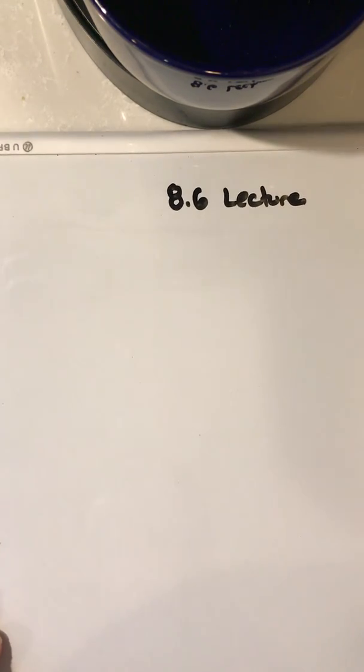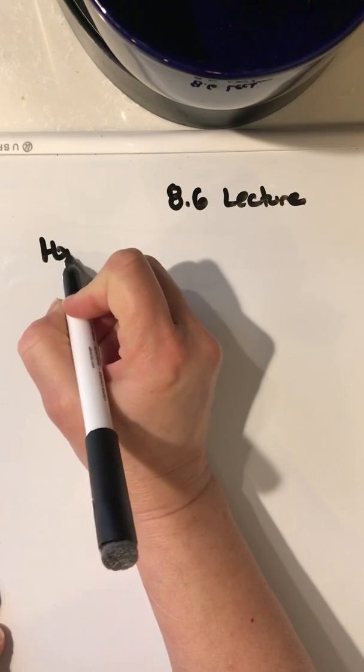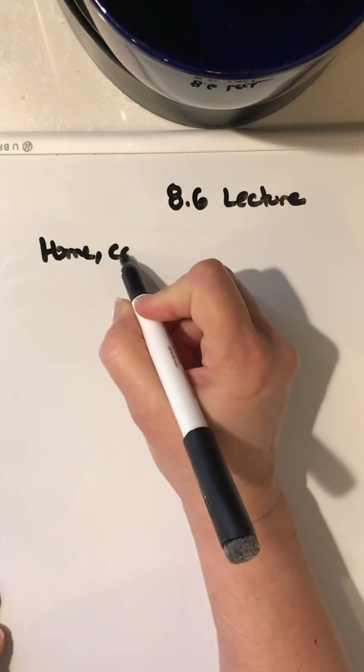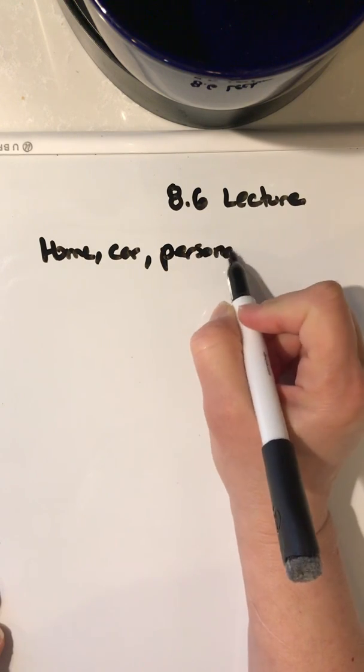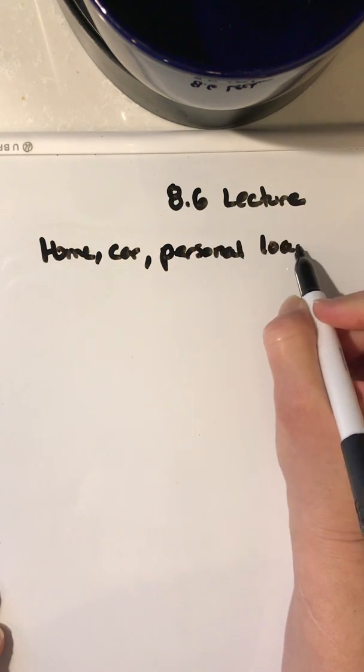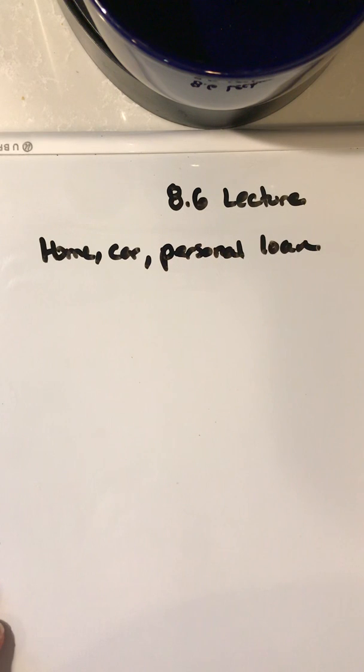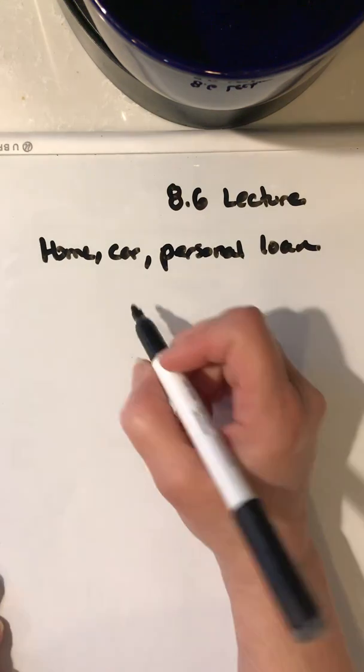We're looking at 8.6 lecture. Sometimes we get loans from the bank, especially for a home loan or a car loan or a personal loan. And then you wonder, well, how do they figure out the monthly payment? Well, to figure out the monthly payment, we use a formula called the amortization formula.